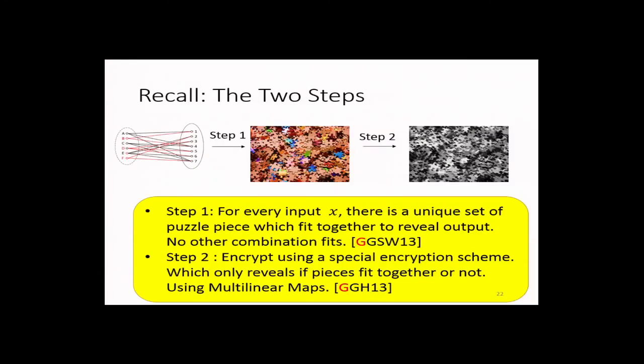Recall the two-step approach where I was going to convert this program, or in my special case this graph, into a bunch of unencrypted jigsaw puzzle pieces, which I want to then encrypt using this new encryption scheme that we've developed. I'm going to start by talking a little about the encryption scheme, and then we'll see how this new encryption scheme enables construction of these encrypted jigsaw puzzle pieces, which come together to reveal the output on legitimate input combinations.